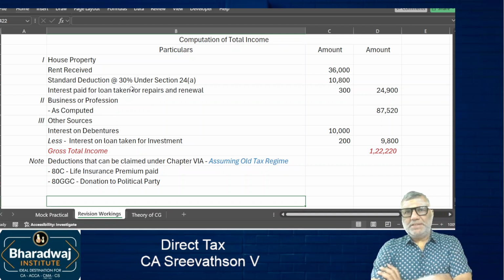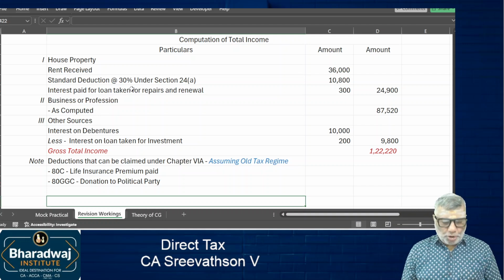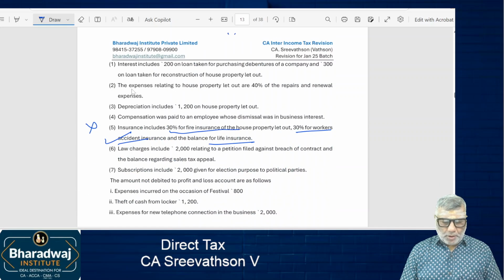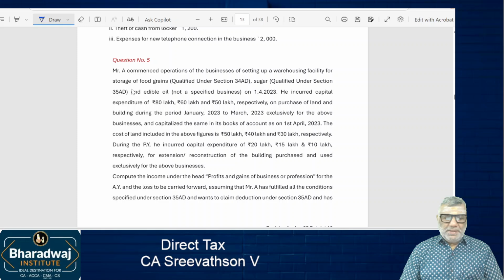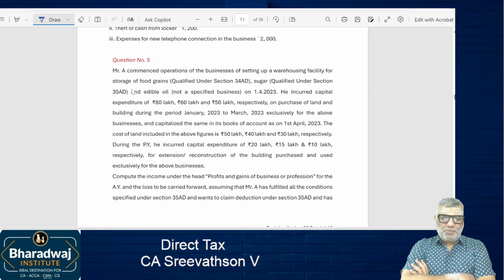The next question is something which is there in our material, but we did not work at that time. Okay, and I wanted to take it as an opportunity to work it now. Mr. A commenced the operation of business of setting up warehouse facility for storage of food grain, sugar, and edible oil, which is not a specified business.